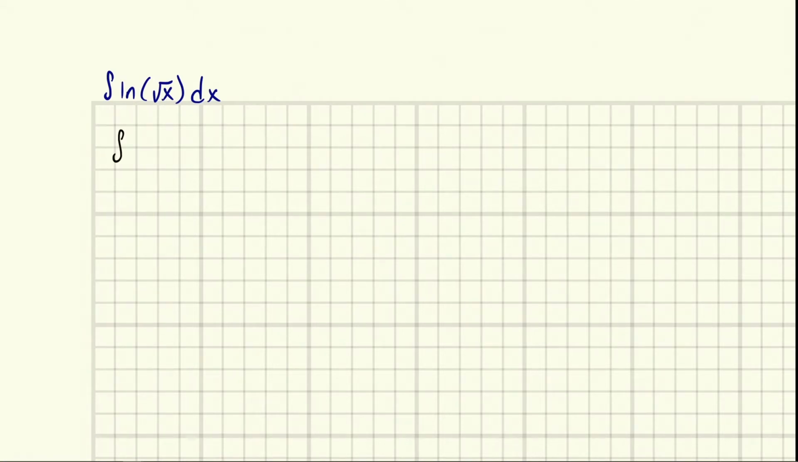If this was just the natural log of x dx, the way we would do this is we would let u equal the natural log of x and dv equal dx. And then from there, you can get the integral. So it's integration by parts. That's our first clue. Now there's two ways to do this.